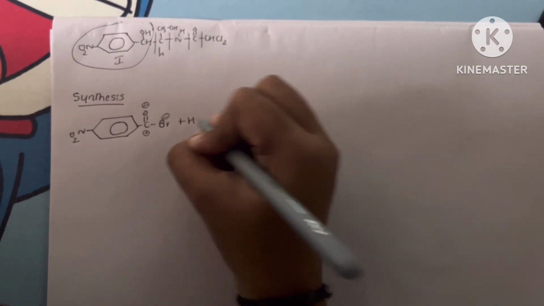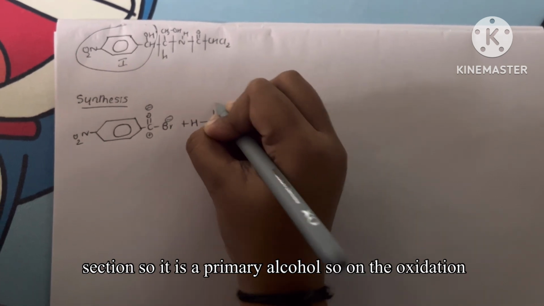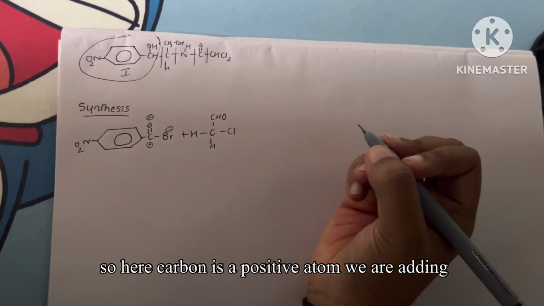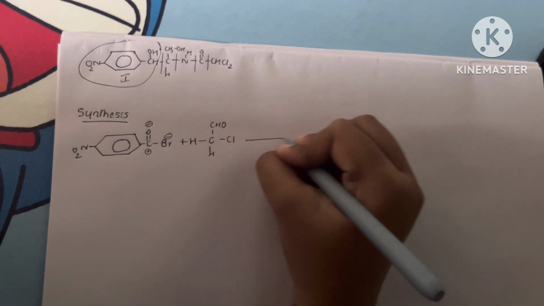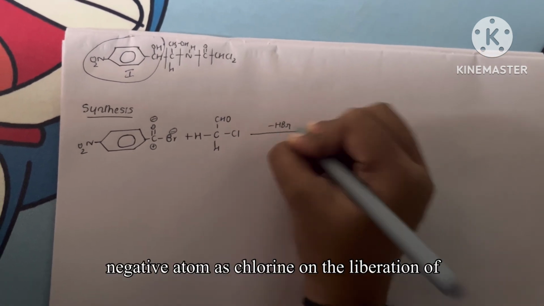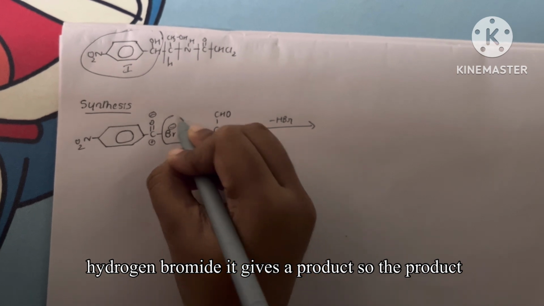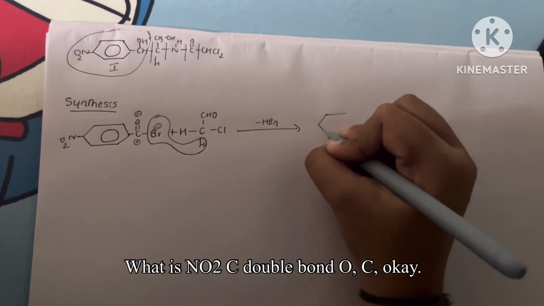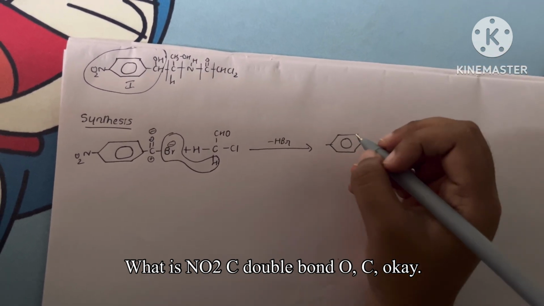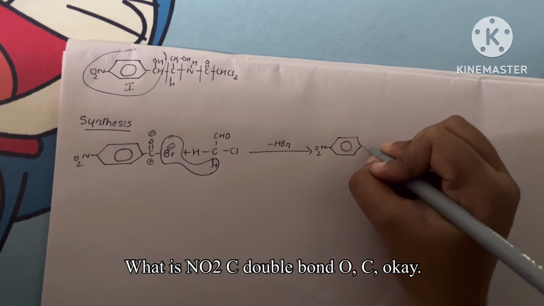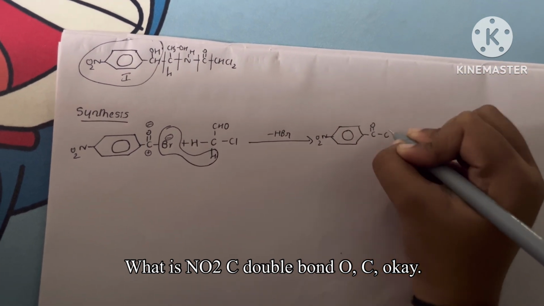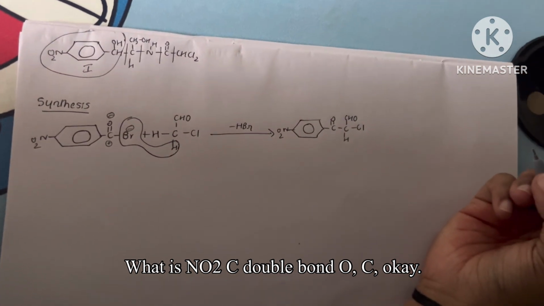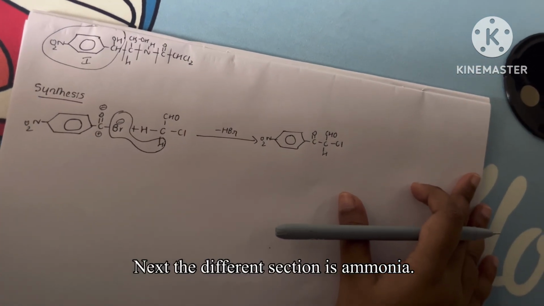Then we are taking the second section. So it is a primary alcohol. On oxidation, it gives the aldehydes as I mentioned earlier. So here the carbon is a positive atom. We are adding a negative atom, chlorine. On the liberation of hydrogen bromide, it gives a product. So the product is NO2, C double bond O, Cl.